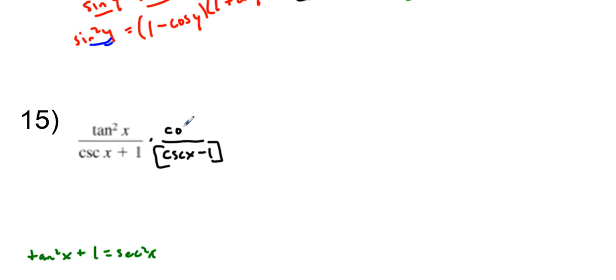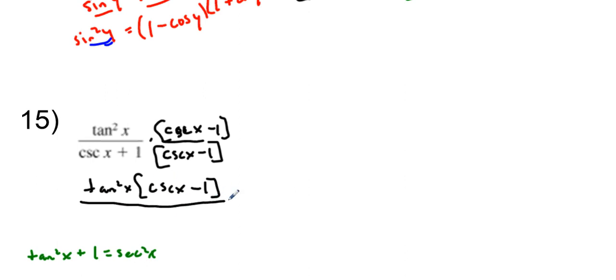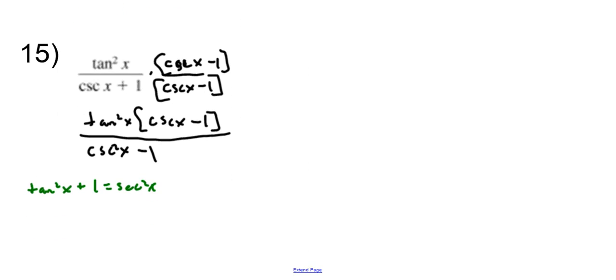And on top, cosecant of x minus 1. What we get then is this is going to simplify to tangent squared of x times the quantity cosecant of x minus 1. And on our bottom, this is going to turn into cosecant squared of x minus 1. Okay, cosecant squared of x minus 1.